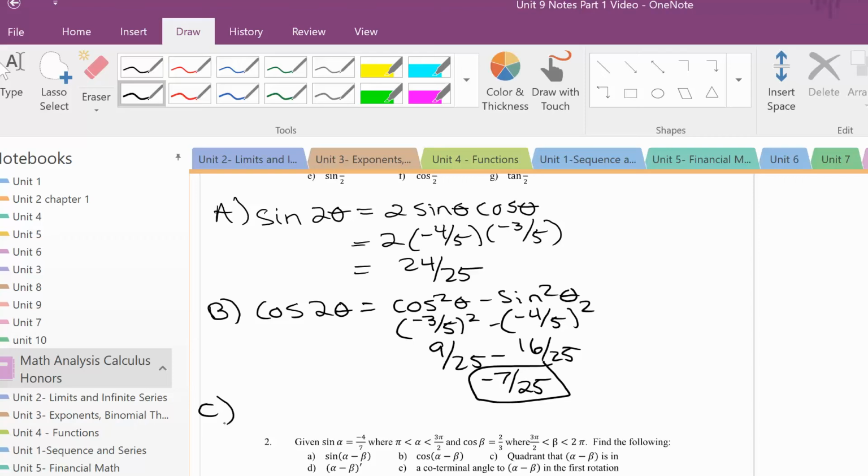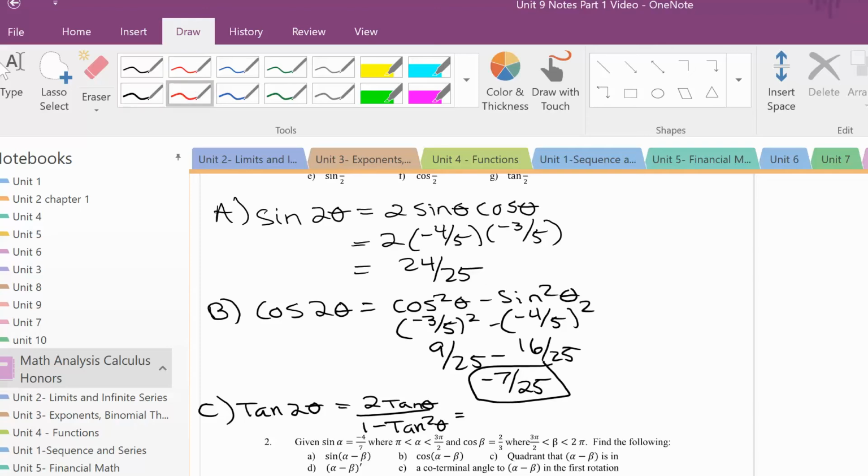Part C, tangent 2 theta. There's 2 things that you could do. Number 1, you could use the formula, which is 2 tangent theta over 1 minus tangent squared. Or you could just take the sine of 2 theta divided by the cosine of 2 theta.